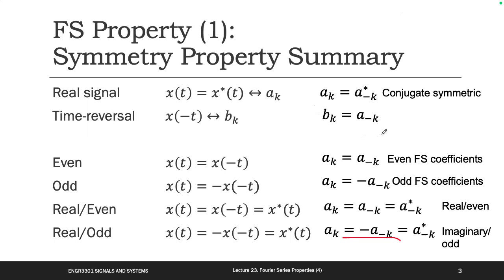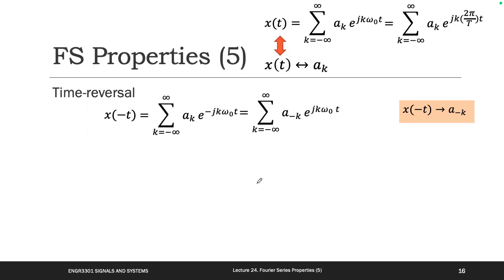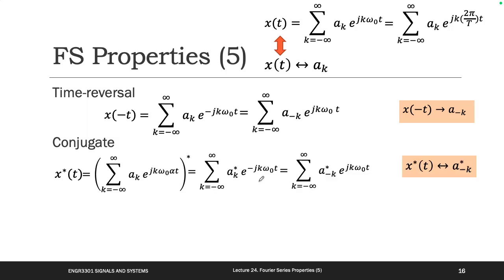The bk equals a negative k, am I right? Yeah, the time reversal is just like, if you have x negative t, then your FS coefficient is just this one. And then for the conjugate, if you have FS coefficient ak for xt, then for the xt conjugate you have this equation: the FS coefficient is this one. This is just how to prove that.